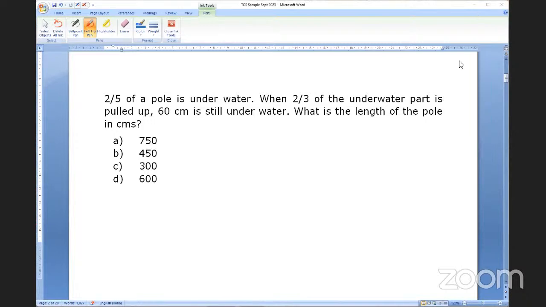Next one on your screen, set up a timer for yourself. If you need a calculator, you can use the on-screen calculator, but not any other. The on-screen calculator is permitted in TCS. You can use it, but give this a try. Set up a timer for yourself.